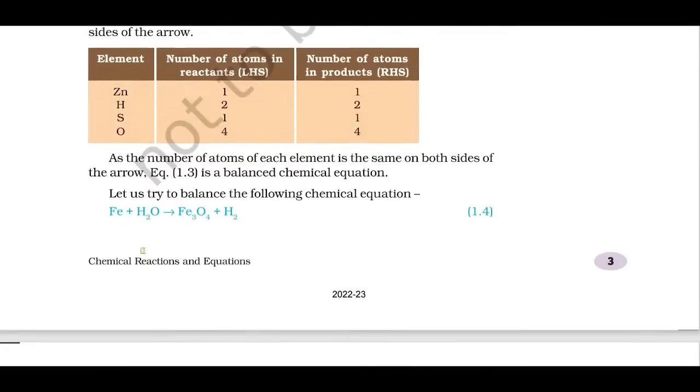Here we have an example of how to balance a chemical equation. Here Fe plus H2O gives Fe3O4 plus H2, right? Now we should balance this chemical equation. What is the first step?